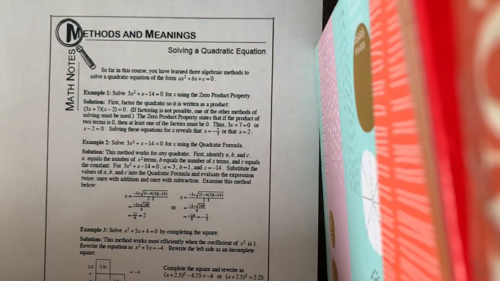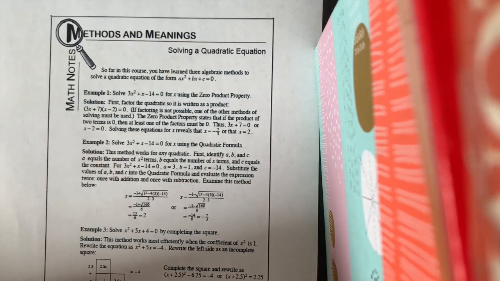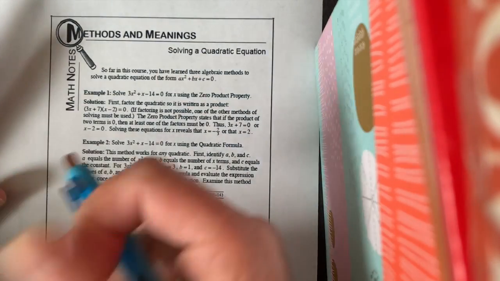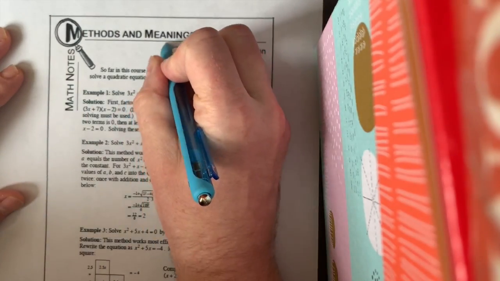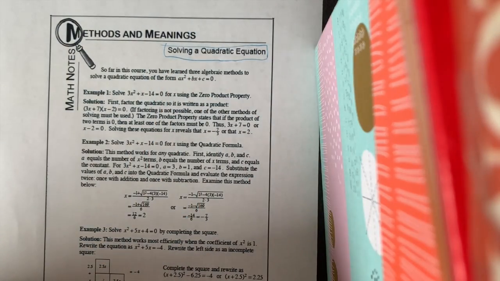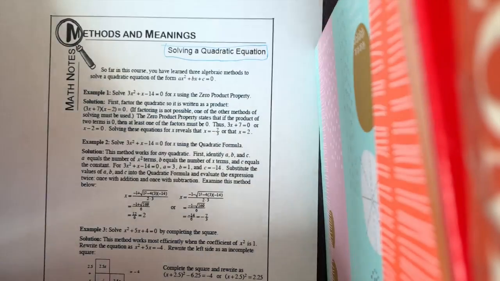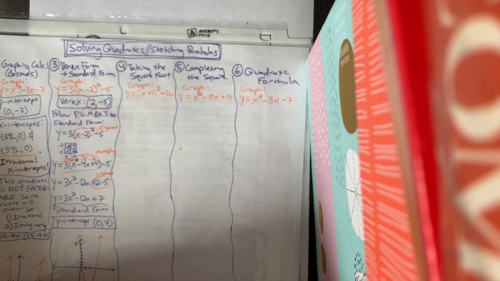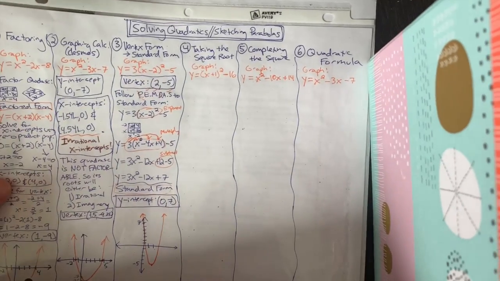Last thing on this assignment is the math notes, methods and meanings. It's for solving a quadratic equation. Now, I definitely want you to read this math notes. I want you to read all of them, but this one's especially important because this whole chapter is talking about solving quadratic equations. And not to overwhelm or confuse you guys, we've been talking about this for a while, even in chapter 8.